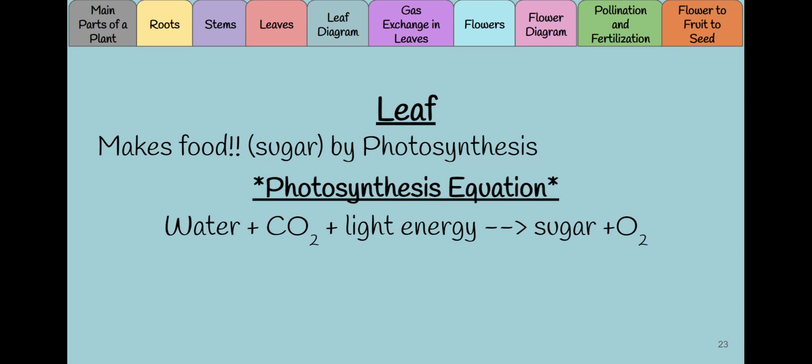Now we talk about the leaf. Well, the leaf makes food. That food is sugar by the process of photosynthesis. The photosynthesis equation you've seen before. It's water plus carbon dioxide plus light energy, and that's going to make sugar and oxygen.